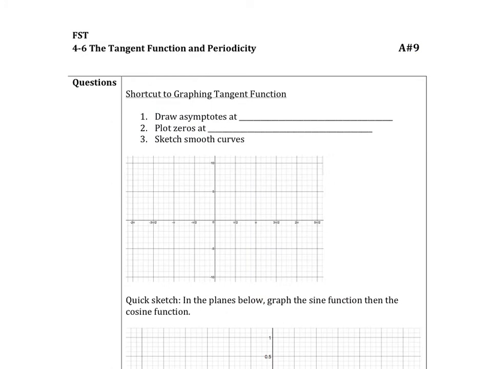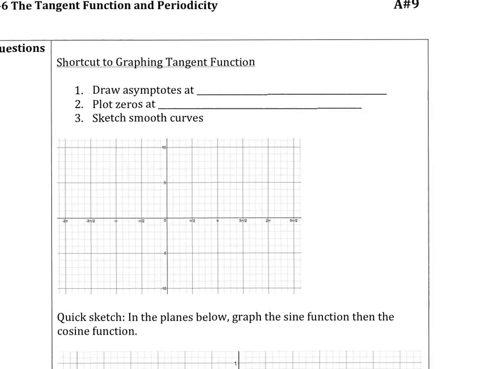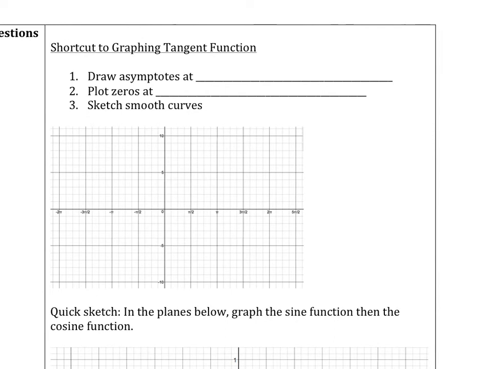So the question is, how can we draw this quickly, since we already know how to quickly draw the sine function and the cosine function? Let's walk through here. First off, asymptotes occur at 90 degrees and then 270 degrees, etc. If we're looking in terms of radians, it's on the halves. On the halves, we get asymptotes, like so.